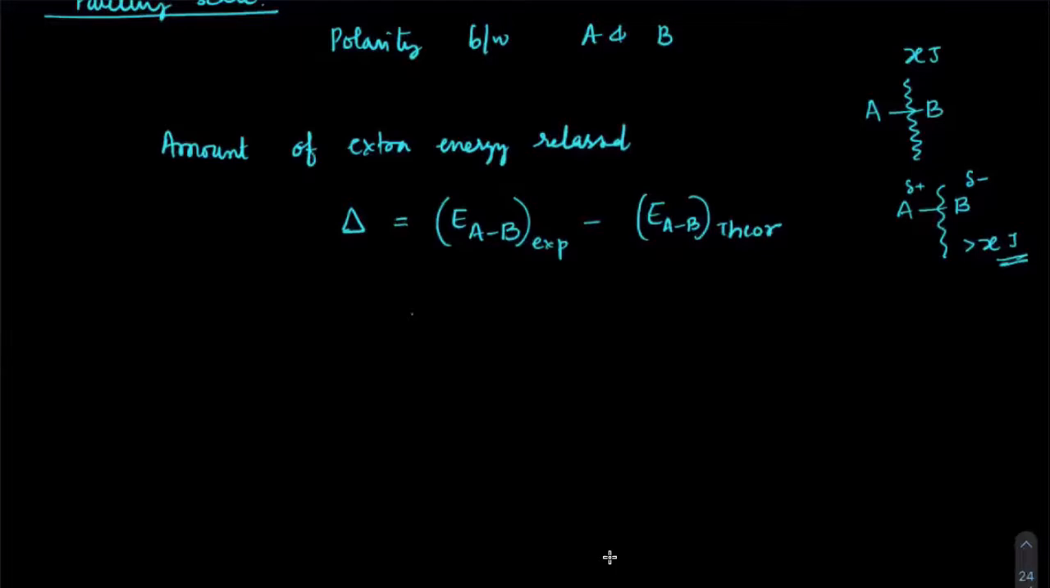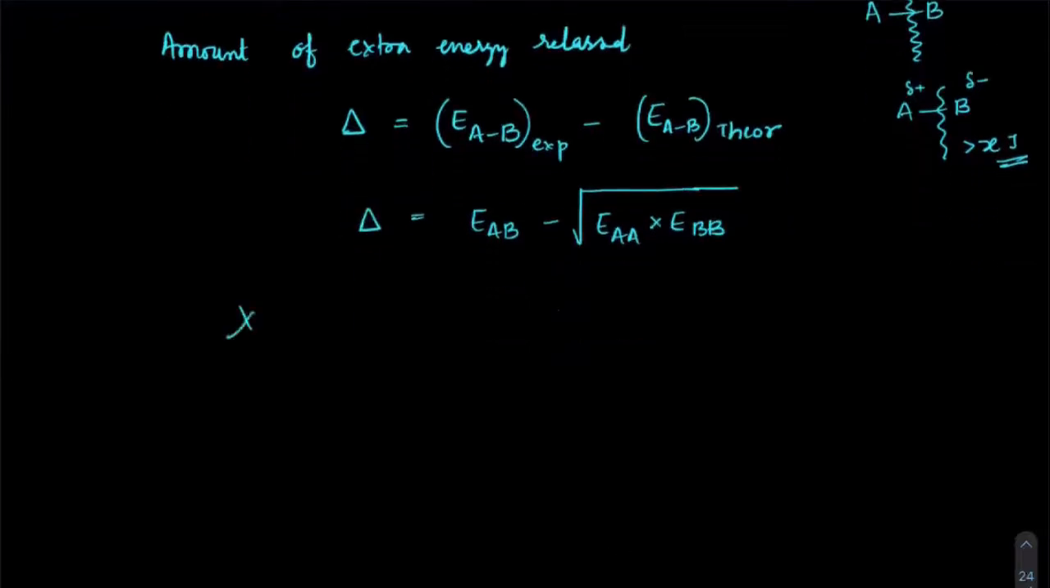This experimental value usually is given to you, which is E of AB, minus the theoretical. How do we calculate theoretical? If there is only an AA bond, how much energy is required? If there is only a BB bond, how much energy is required? The product of those and the root of that will give the average. This average, which is theoretical, if you subtract it from E of AB, you will get this delta, and this delta is that extra energy.